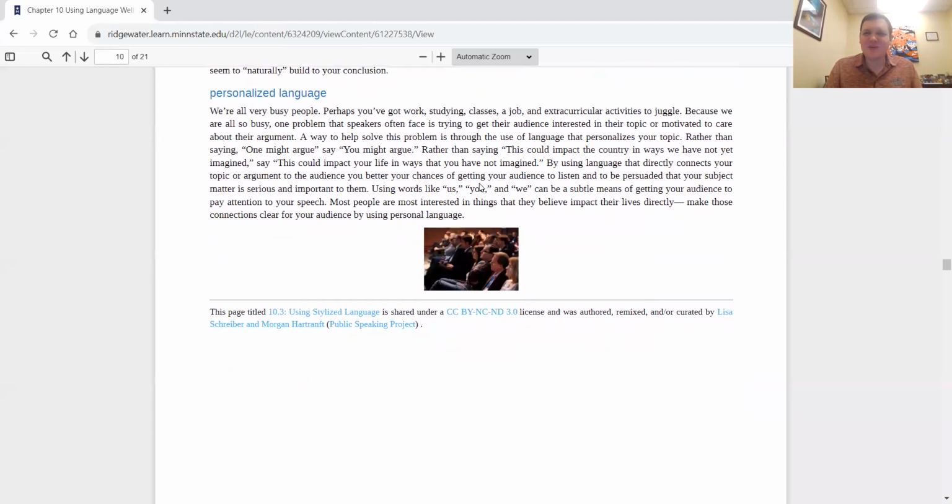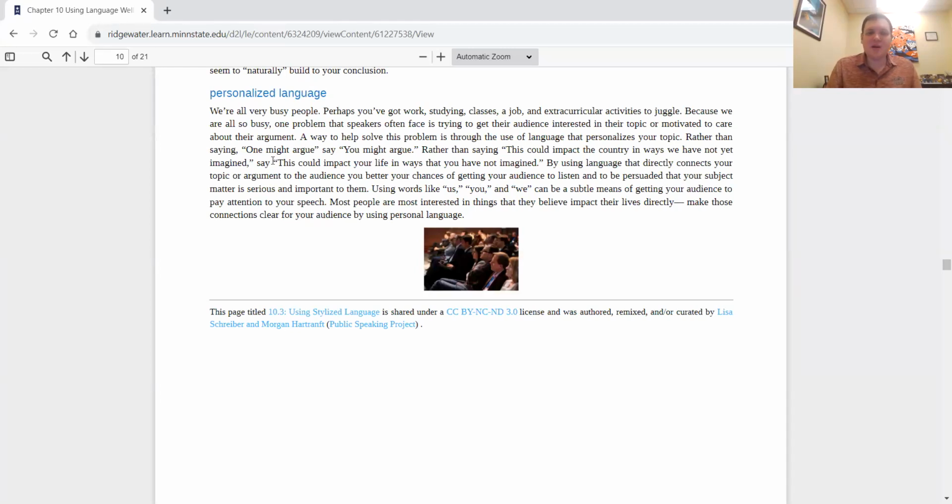A lot of things to keep in mind with public speaking. This chapter focuses mostly on the words, but there's certainly other things to take into account than just having some fun or fancy words or using some of these tips for figuring out what language to use. Then it also says using personalized language.